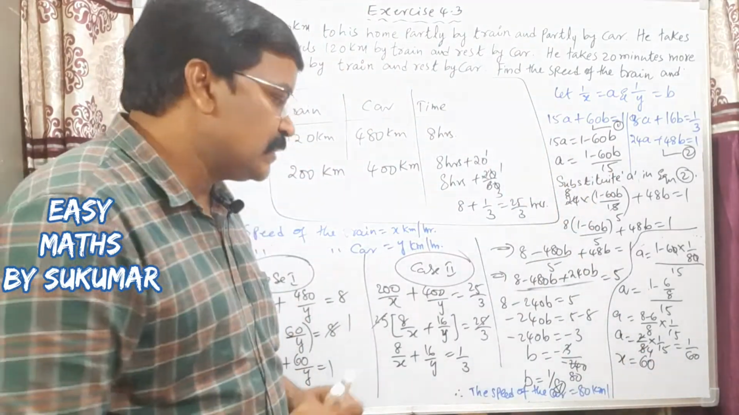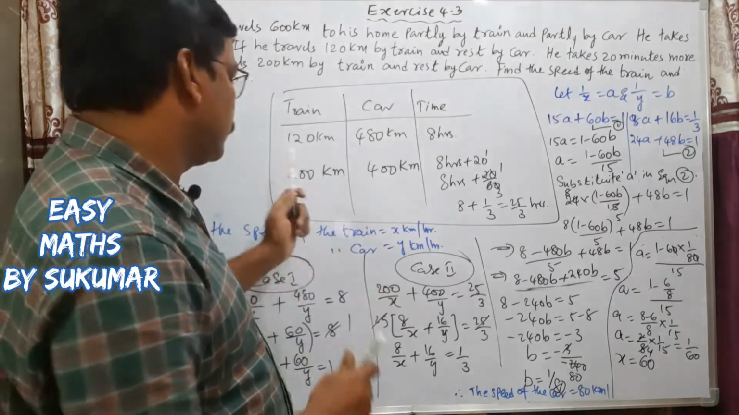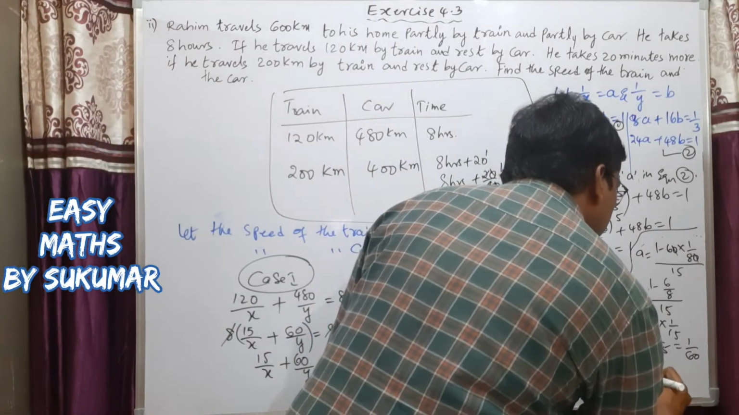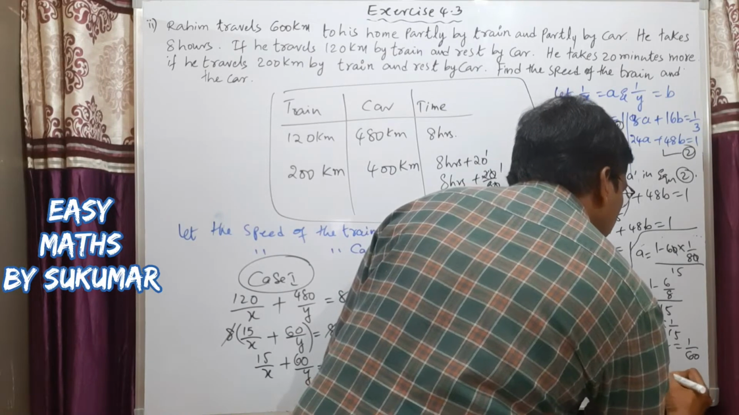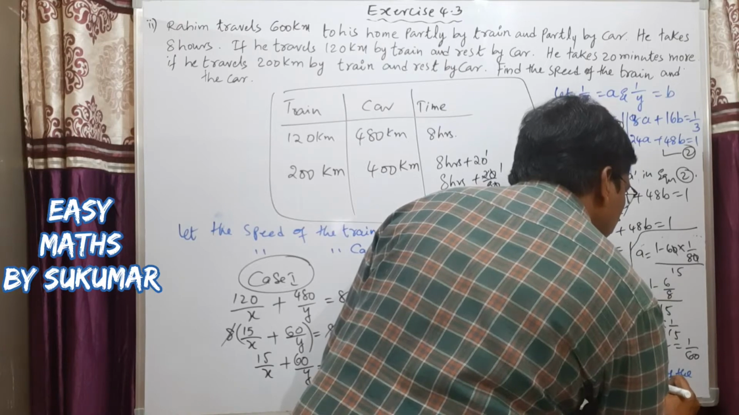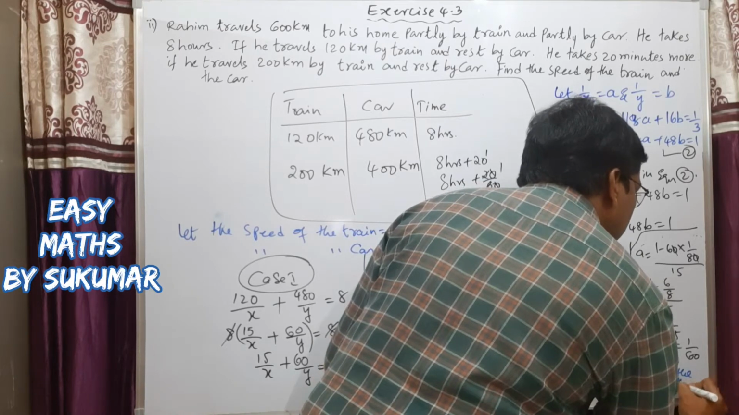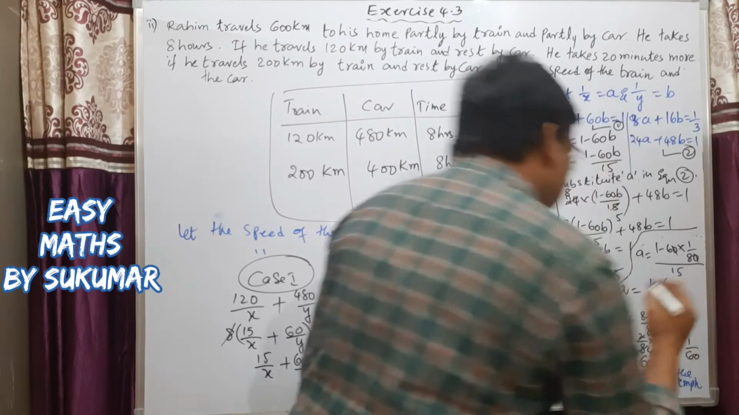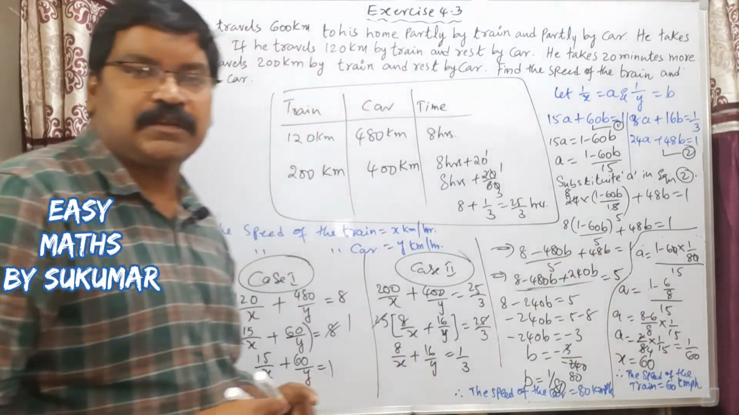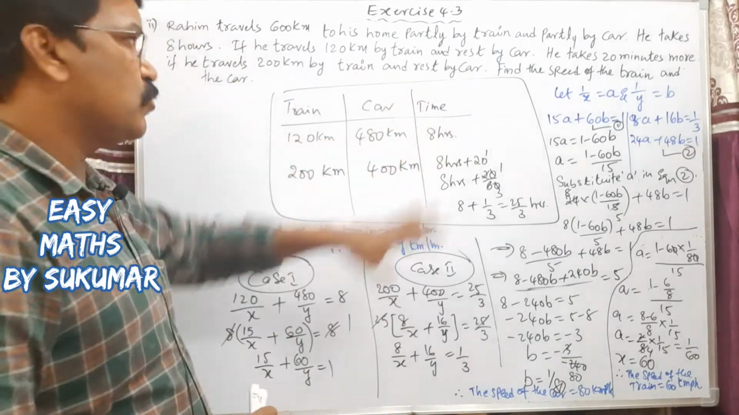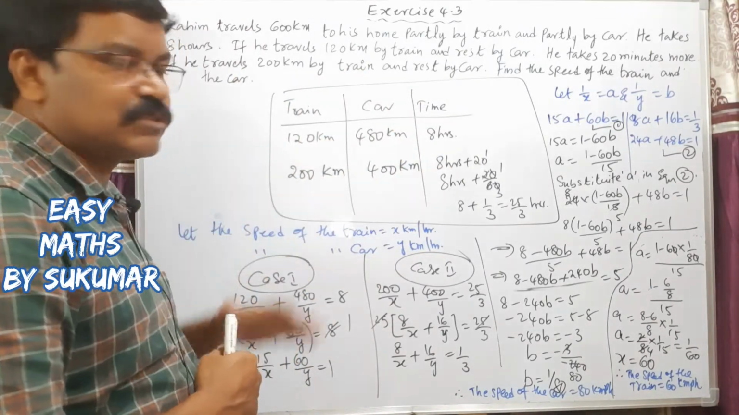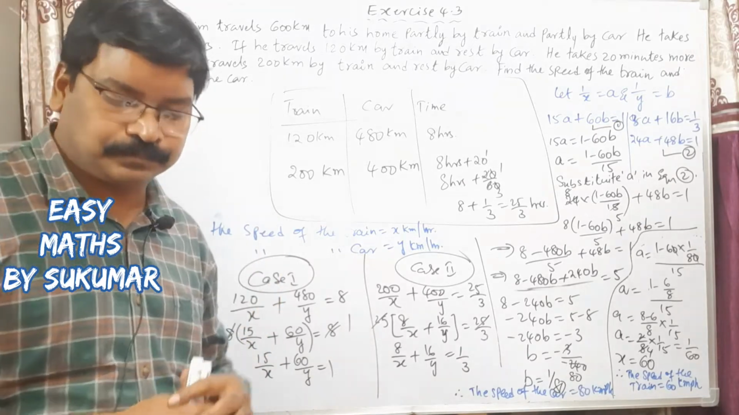So what is x? Speed of the what? X means speed of the train. Therefore, the speed of the train is equal to 60 kmph, kilometer per hour. Here also kmph, 80 kilometer per hour. Okay. So this is about this second question. I hope you understand this. Please go through this sum.